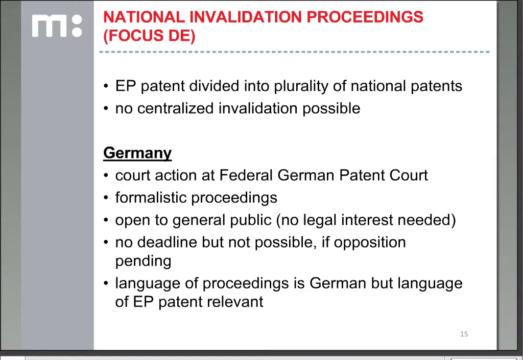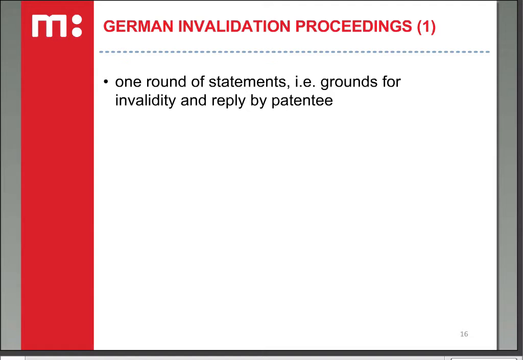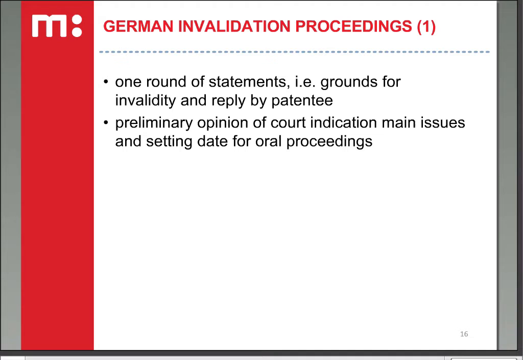Again, you will have usually one round of statements. So you file your grounds for invalidity and a reply by the patentee. And then usually you would already receive a preliminary opinion of the court, and that indicates the main issues which are to be discussed and setting a date for oral proceedings.